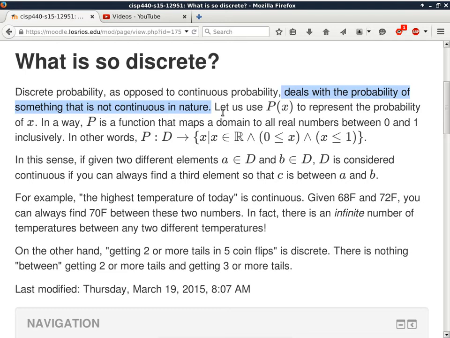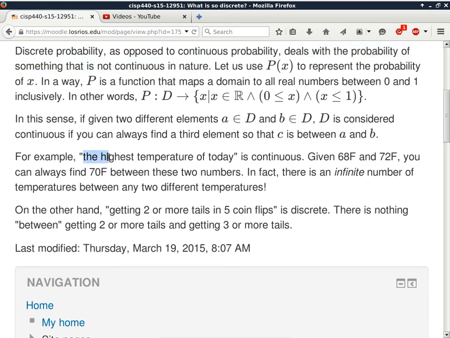Discrete means it's not continuous. That really is just the opposite of being continuous. So I give you two examples here. The first example is: what is the likelihood that the highest temperature of today will at least get to 68 degrees Fahrenheit? As opposed to that, what is the probability of the high temperature of today reaching 72 degrees Fahrenheit? That's actually continuous, because what about 70?